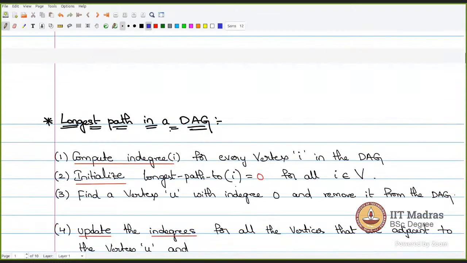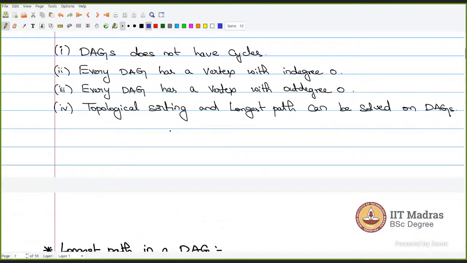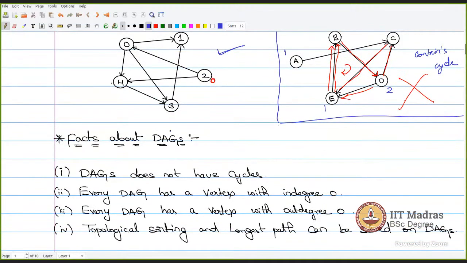Excuse me, sir, I had a problem on an activity question. Is it week 11 or 10? It's 10, question number 2. Just a second, let me open it. Okay, 10.2, question number 2.